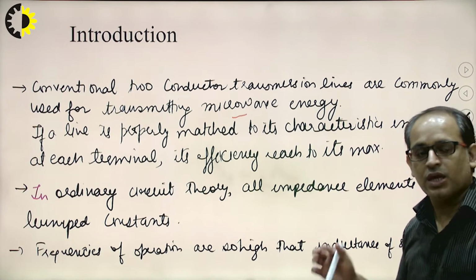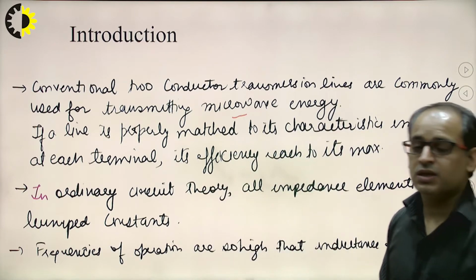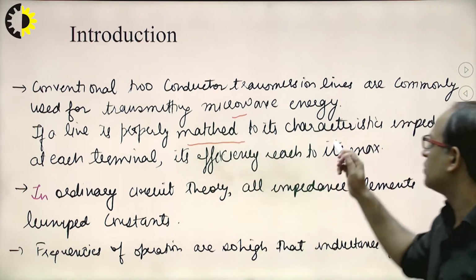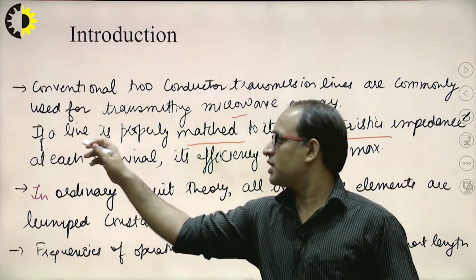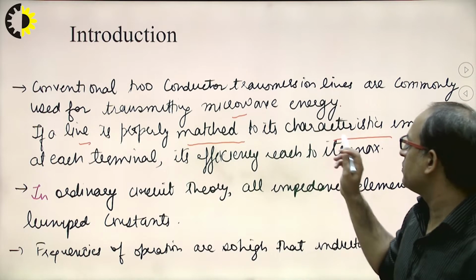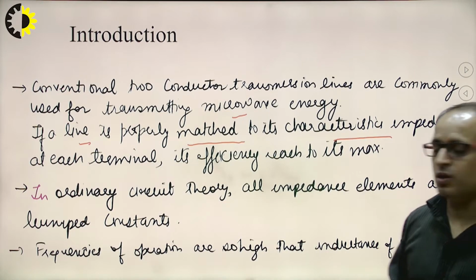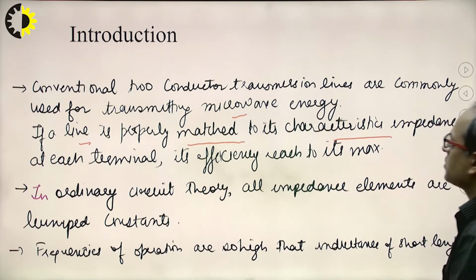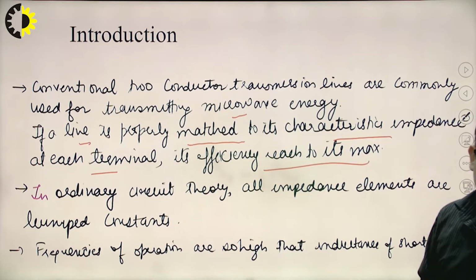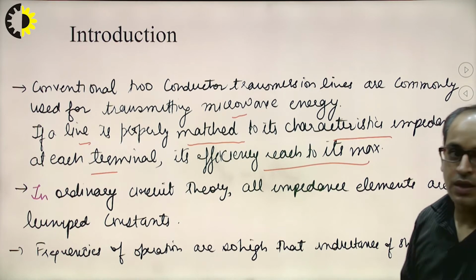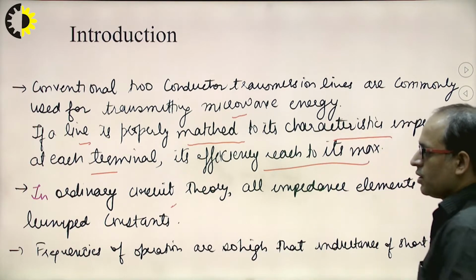Now if I want to use this transmission line to its full efficiency, then this line should be properly matched with its characteristic impedance. That means the impedance of the line should be matched with the characteristic impedance, or it should be matched with the impedance of the load. That means if a line is properly matched to its characteristic impedance at each terminal, its efficiency will reach its maximum. Clear?